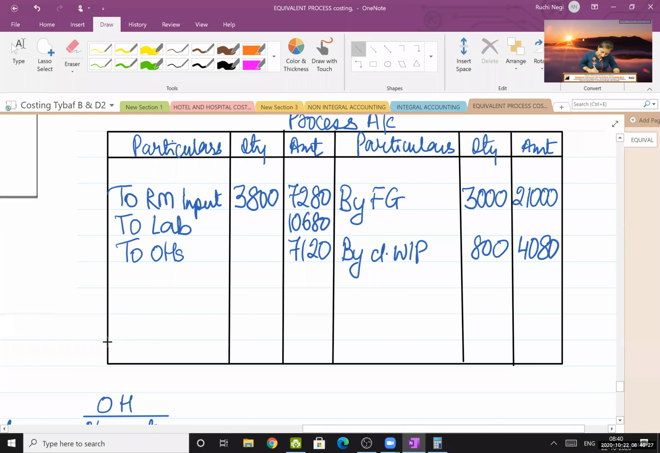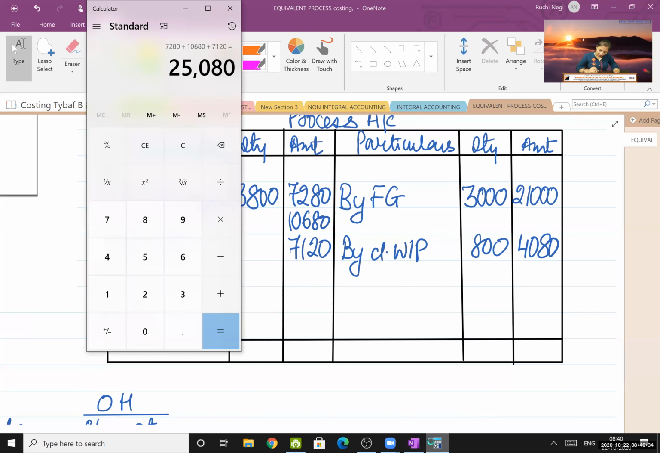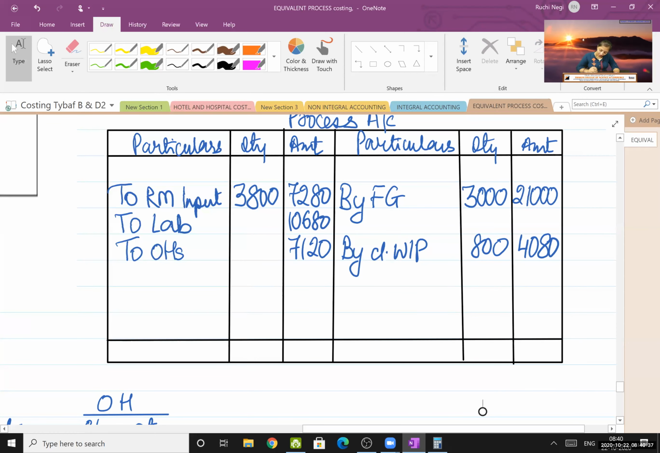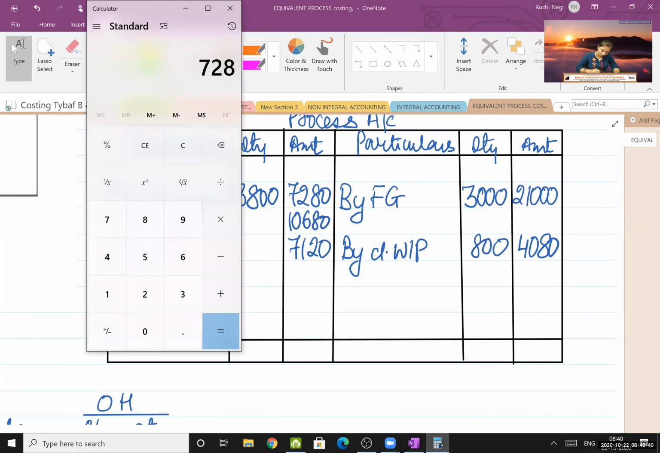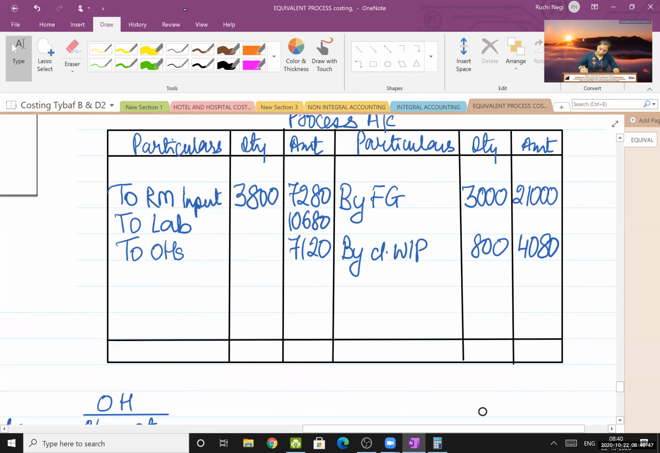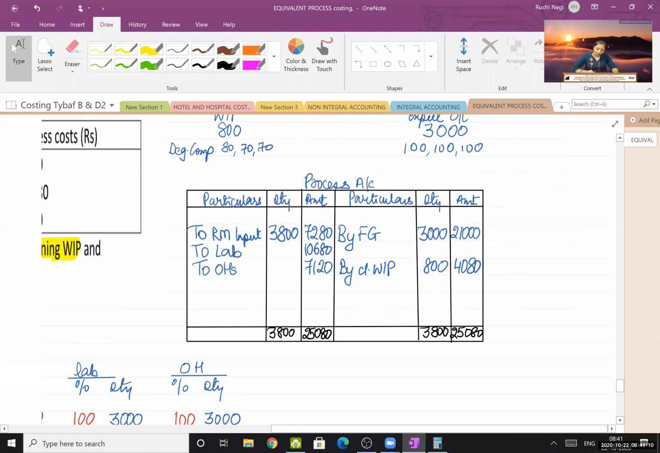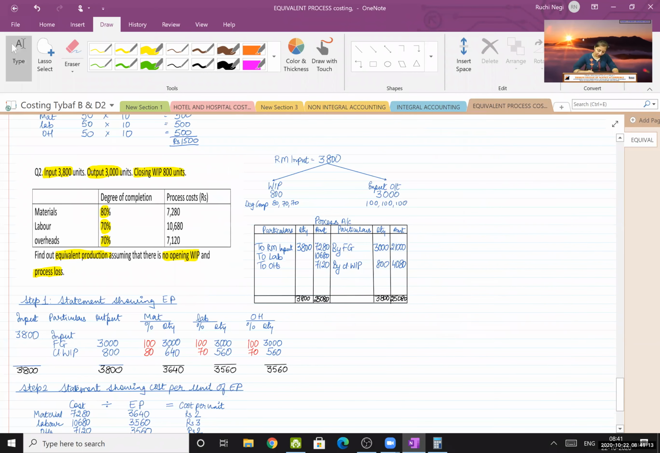We do know it will tally, but ठीक है एक बार फिर भी चेक कर लो. Seven two eight zero plus ten six eighty plus seven one two zero. So 25,080. Even the quantity column should tally, obviously. So in step one only we have seen. So is the sum clear to everyone? Just acknowledge it in the chat box.